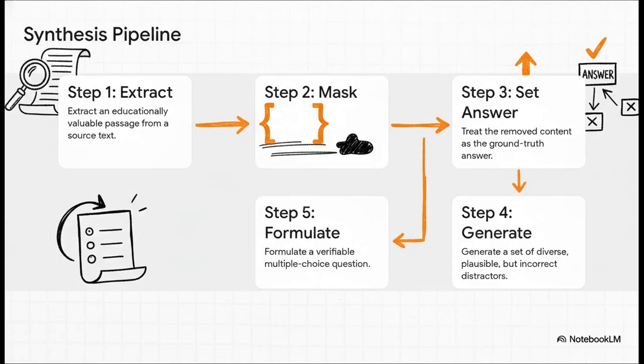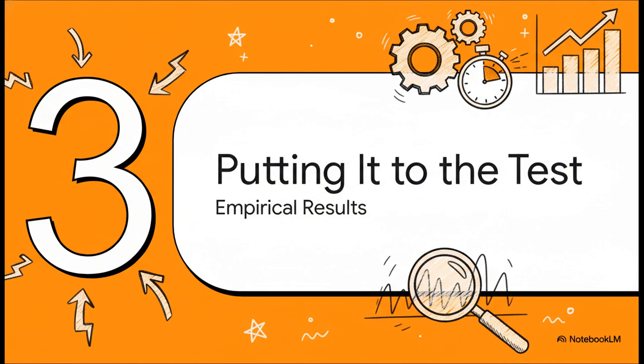Okay, so here's how the pipeline actually works. It's an automated 5-step process. First, an LLM pulls out a passage that's educationally valuable. Then it finds a critical reasoning step in that passage and just masks it out. The text it removed, that becomes a ground truth answer. From there, the model generates a bunch of plausible but wrong answers, the distractors. And voila, you've got a verifiable multiple choice question where the only way to be right is to pick the original unmasked text.